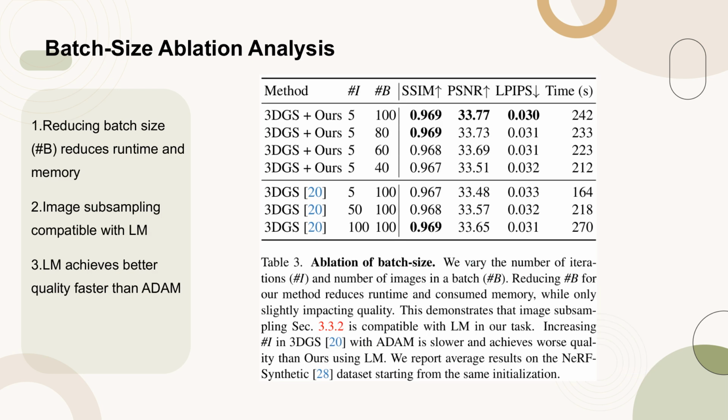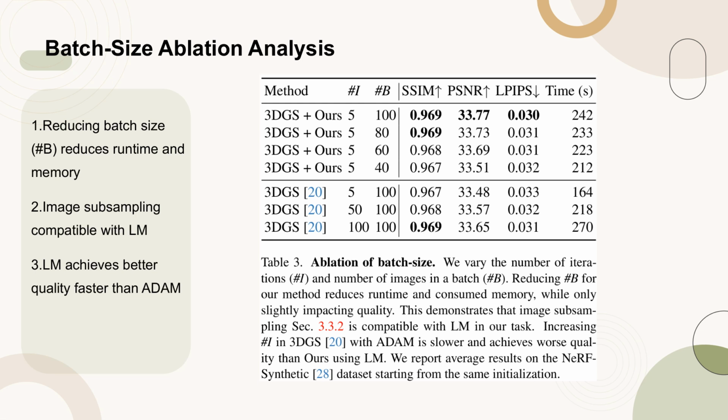Table 3 presents an ablation study on batch size, varying the number of iterations, #I, and the number of images in a batch, #B. The study shows that decreasing the batch size, #B, for our method significantly reduces runtime and memory usage, with only a minor impact on quality. This indicates that image subsampling, as described in section 3.3.2, is effectively compatible with our LM optimizer.